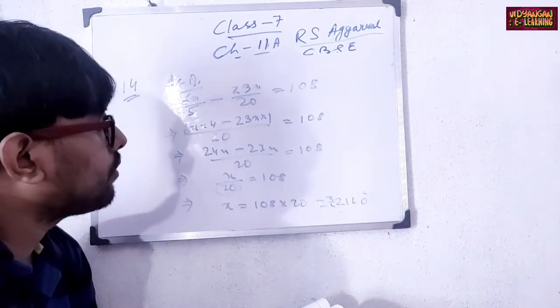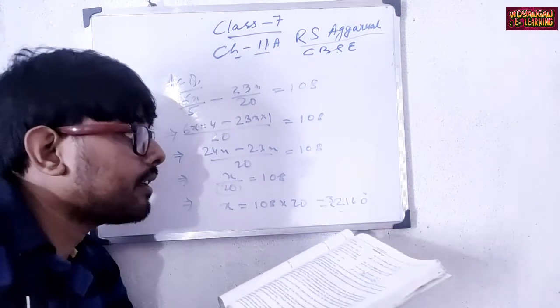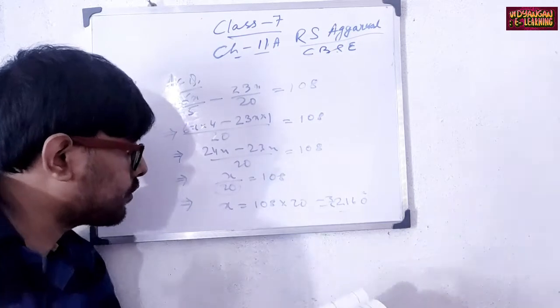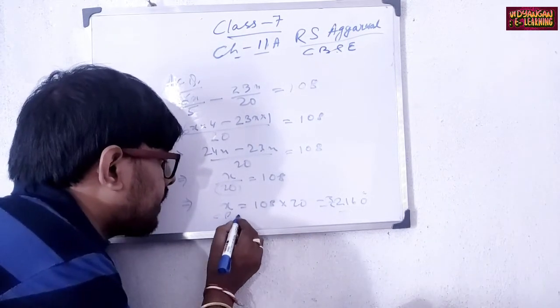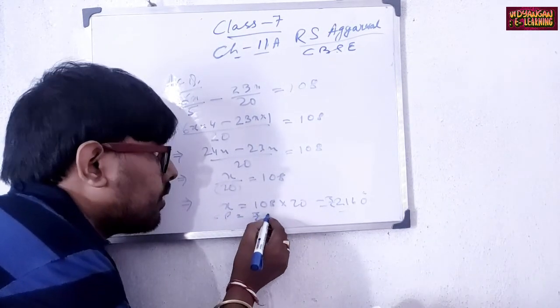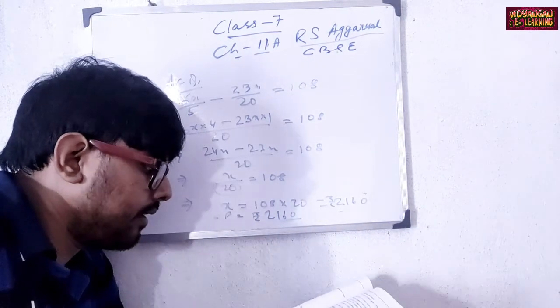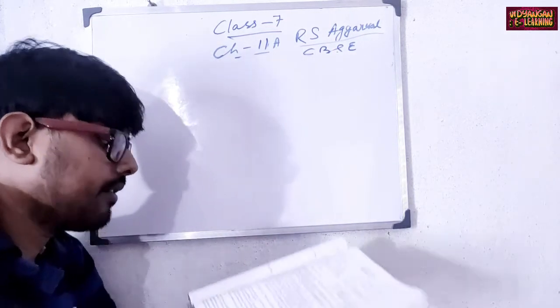So what do we have left? What is x? X was the cost price, so CP is equal to 2160. Question number 15.